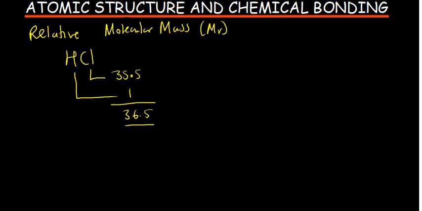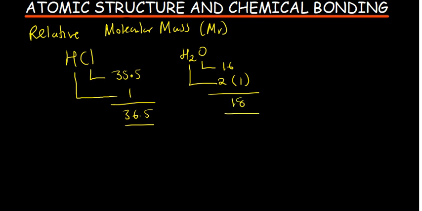Another thing you can talk about is water. If you see, we have one oxygen, and if you check on the periodic table, the relative atomic mass for oxygen is 16. And then we have got 2 hydrogens, and each hydrogen on the periodic table has got a relative atomic mass of 1. So 2 times 1 is 2, plus 16, that is going to be 18.